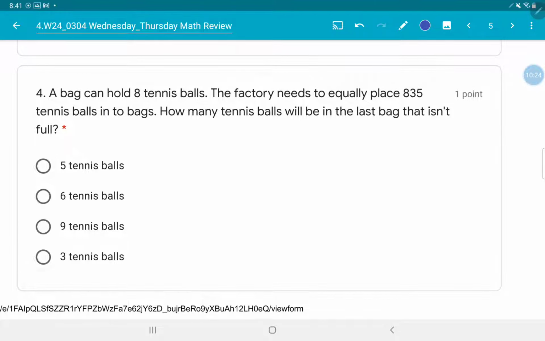If I use 32, because 8 times 4 is 32, and there are 35, then I will have 3 left over. So the question said, how many tennis balls will be in the last bag that isn't full? So what's my answer? 3. I had 3 left over, or 3 remainder. So the answer is 3 tennis balls. Okay.